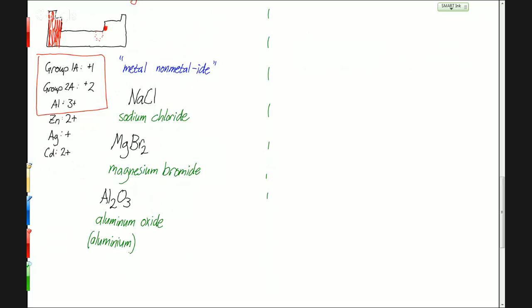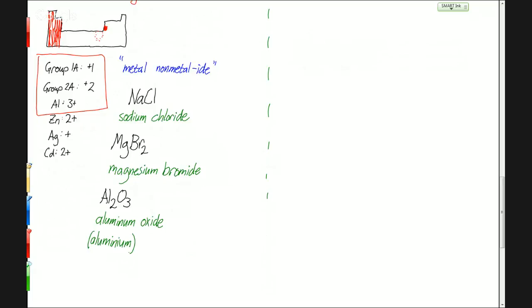Notice what we don't have in the name here, and that is numbers. We've got NaCl, MgBr2, Al2O3. Those subscript numbers don't come up in the name. They're nowhere in the name. We don't say dialuminum trioxide or something like that. That's a different kind of compound that we're going to talk about a little bit later. But for the official naming rules of these things, we just leave it as we see it right here.